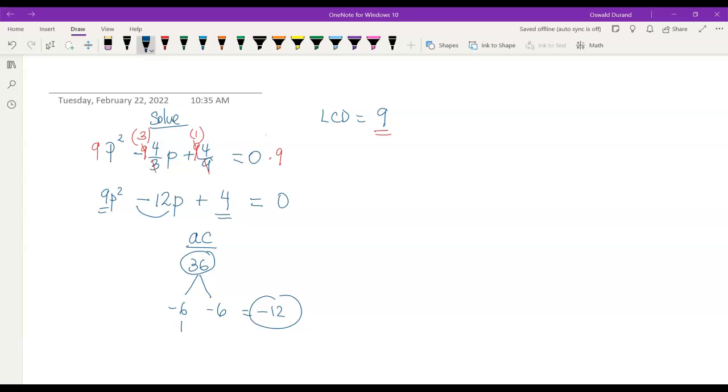Now, you bring down the negative 6 and you put a p here for the negative 6, and you put another p here, negative 6. You add them up. These two terms replace negative 12p. So this term here is going to be replaced by negative 6p plus negative 6p. So that's what we're going to do here. So it's going to be 9p squared minus 6p minus 6p plus 4 equal to 0.